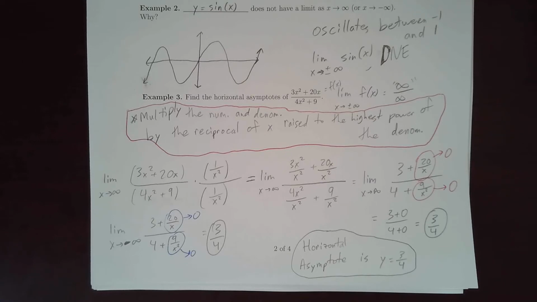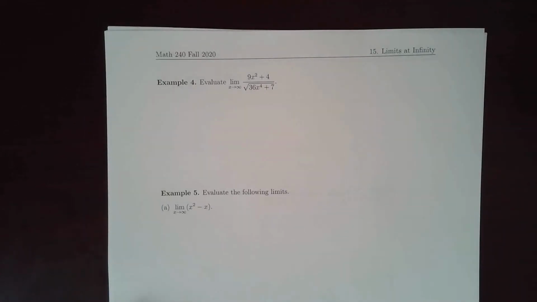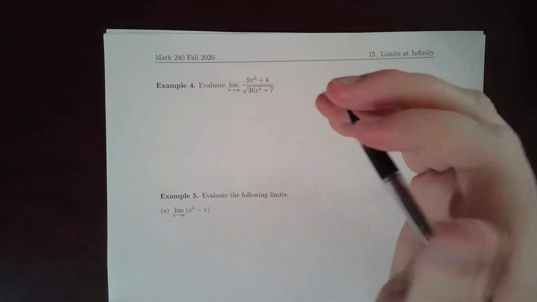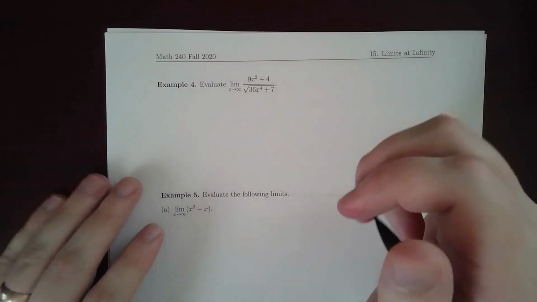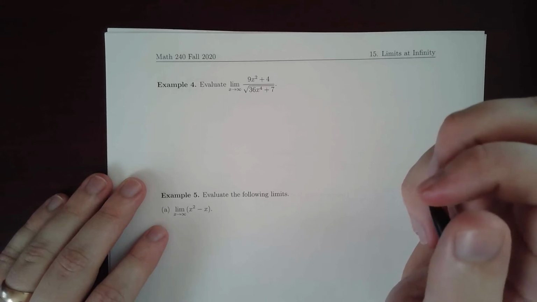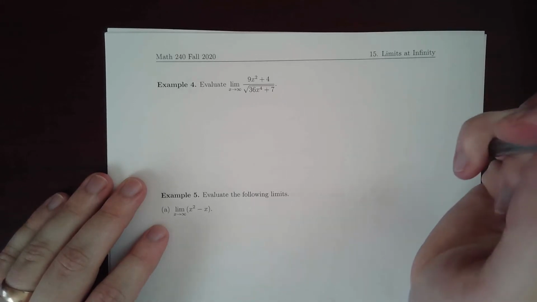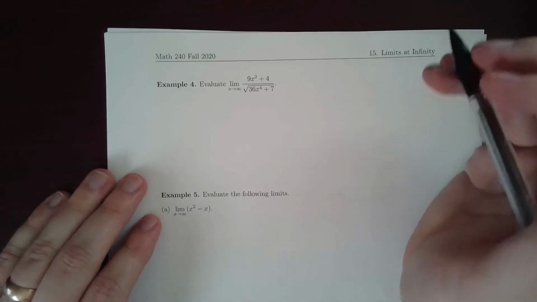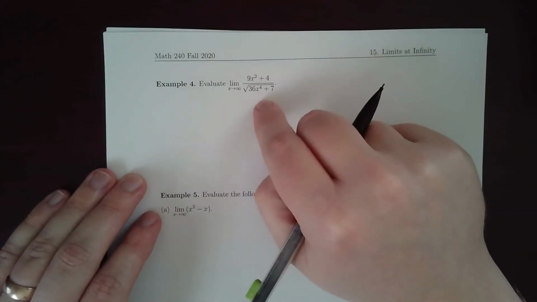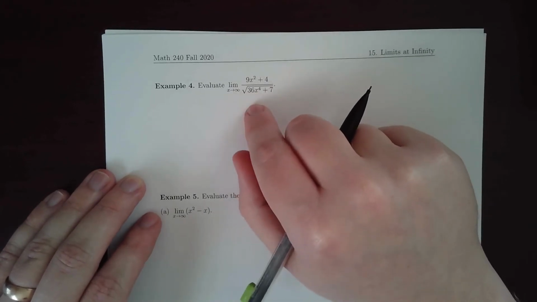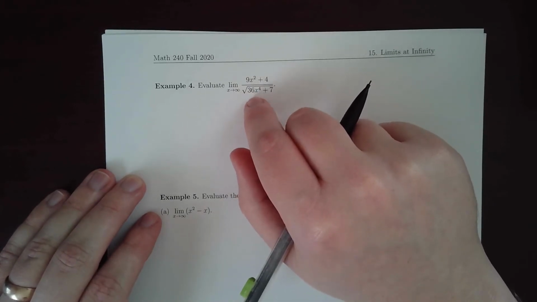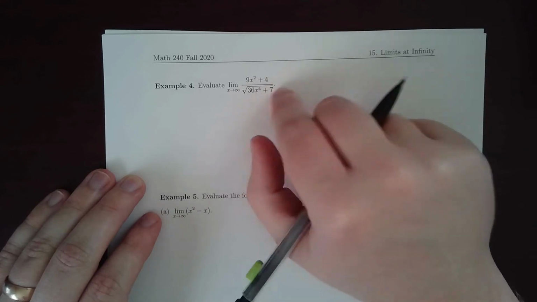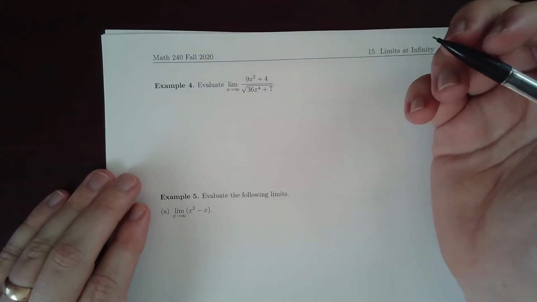So let's get a little more practice with some of these limits at infinity. Say we want to evaluate the limit as x approaches infinity of 9x squared plus 4 divided by the square root of 36x to the fourth plus 7. Here, it's kind of hard to tell because of the square root, but the highest power in the denominator will be whatever the square root of x to the fourth is, which would be x squared.